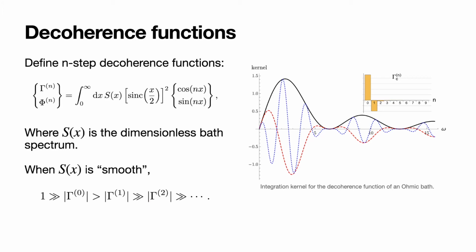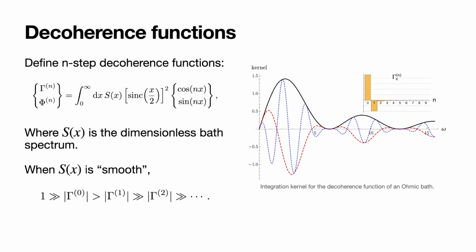Apparently, this is an oscillatory integral, as you can expect by observing this example over here. As the level n increases, the integration kernel of the decoherence function becomes more and more oscillatory. This leads to a dramatic reduction in the magnitude of the decoherence function as n increases, due to the Riemann-Lebesgue lemma.